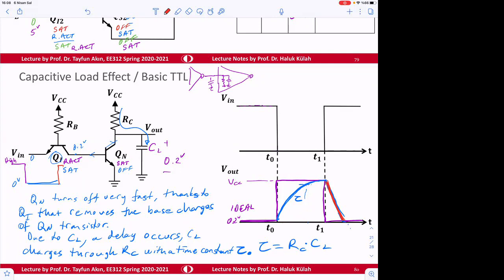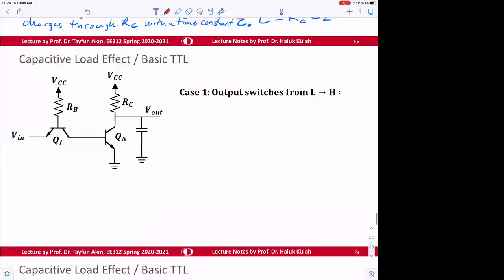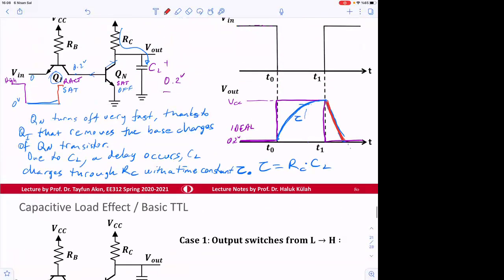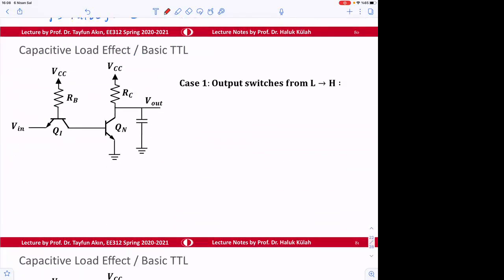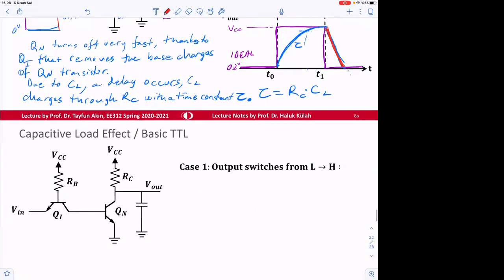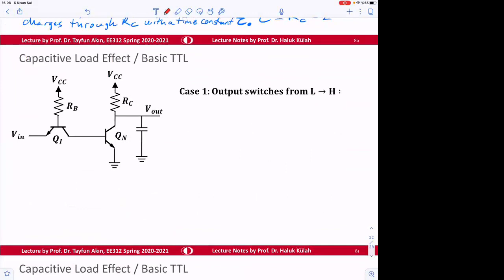So now we can do the timing analysis here and find the time for this charging, like how long it takes up to that value. Output switches from low to high. So input switches high to low. Okay, so this is this case. I mean, output switches from low to high.